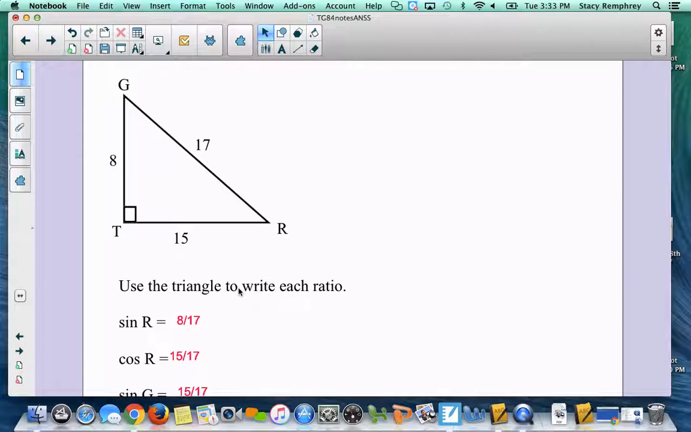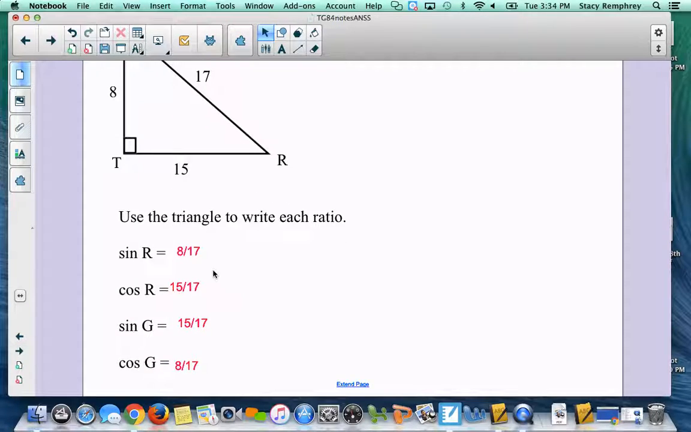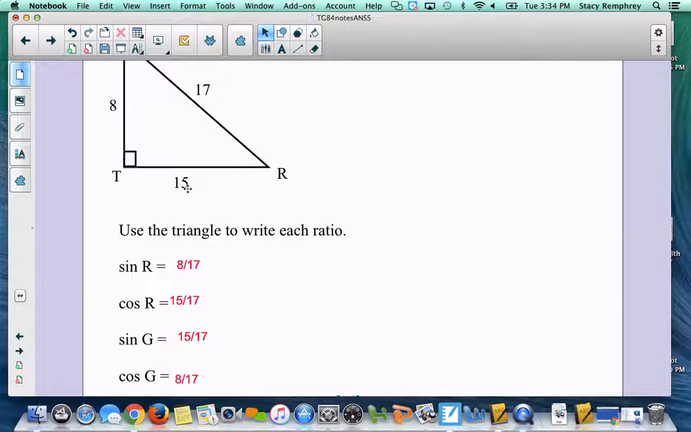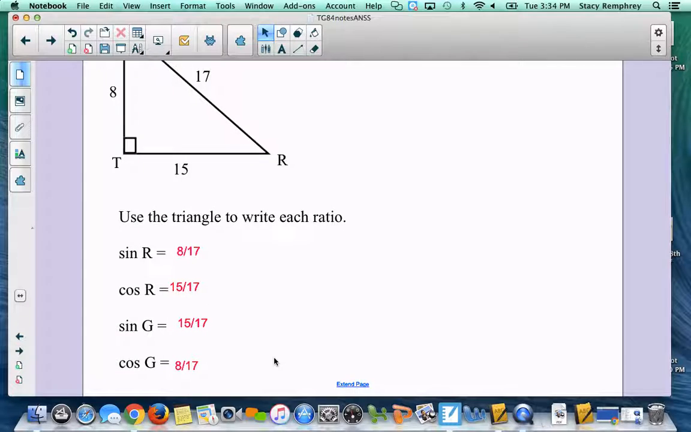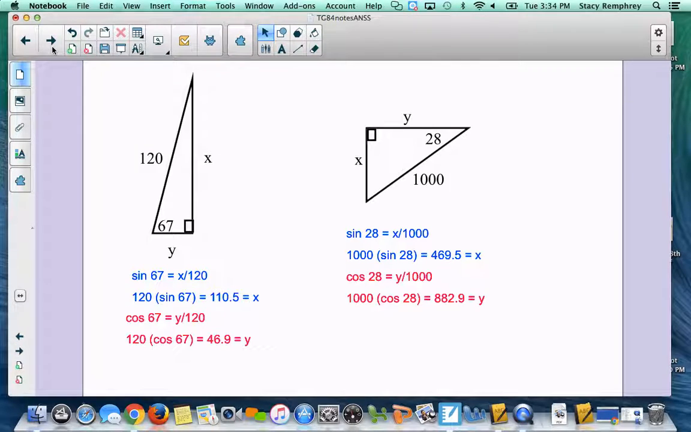Now for the sine of G, G is up here. I'm going to go opposite G, 15, over hypotenuse, 17. And for cosine of G, I'm going to go adjacent, that's over here, to hypotenuse, which is 17. And I could find the angles as well. And sine and cosine are in your calculator as well, just like they were with tangent, so you should really use your calculator for those.